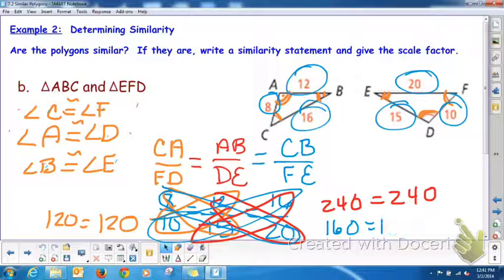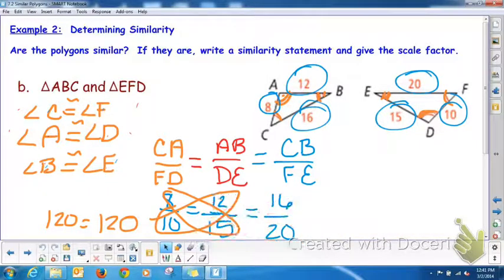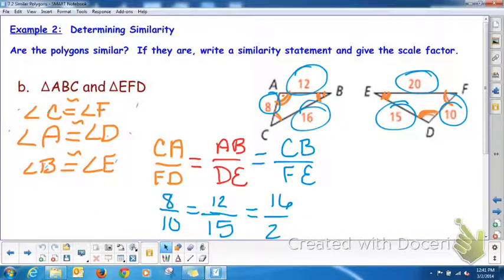Another way that you could have done this would be to reduce all of these. Do they all reduce to the same thing? If they do, then you know that they are similar. So 8 over 10 reduces to 4/5. 12 over 15, well, 3 goes into 12 4 times, 3 goes into 15 5 times. 4 goes into 16 4 times, 4 goes into 20 5 times. So these all reduce to the same ratio, 4/5.